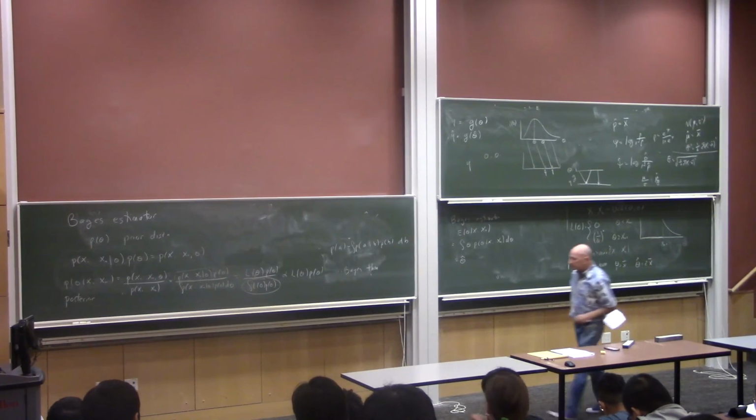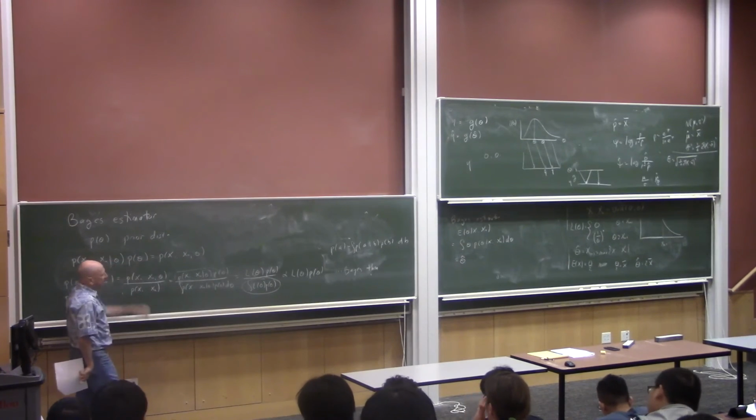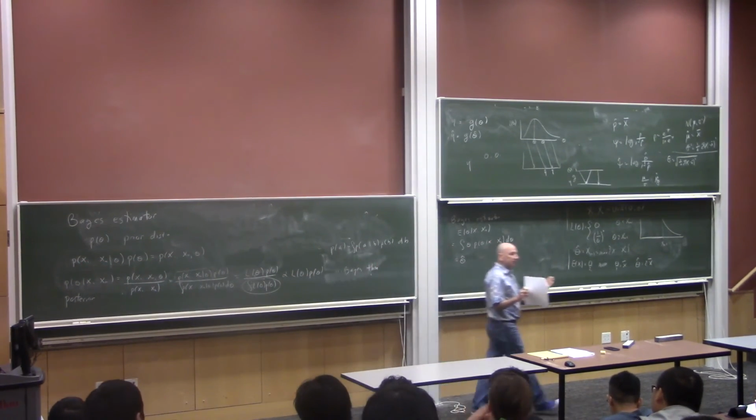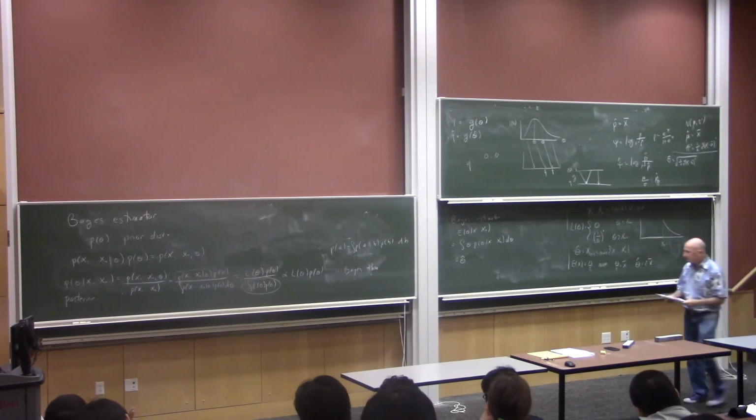So the algorithm is: make up a prior distribution of theta. I'm not sure how to do that yet. Multiply it by the likelihood. Treat that as a density function. And find the mean of that density function. So let's do some examples.